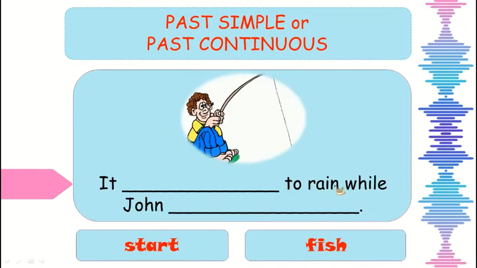Now: it, to rain, while John, something. So it started to rain while John was fishing. So here I have a short action and it interrupted the long action. So it started, short action, so the past simple tense, to rain while John was fishing. Was fishing is the long action, so the past continuous tense. And of course we know "while" always comes before the long action, or always comes before the past continuous tense.